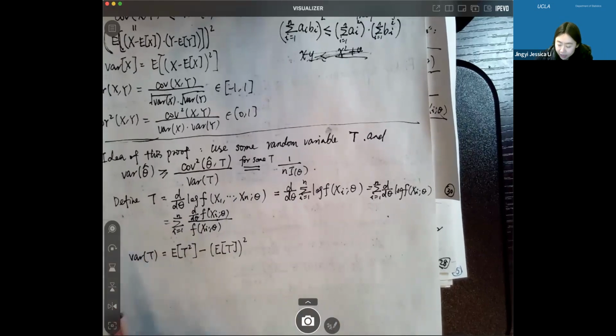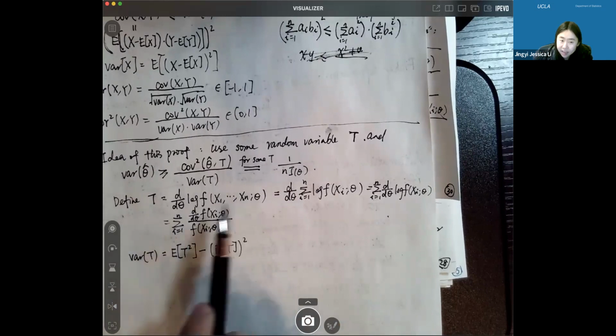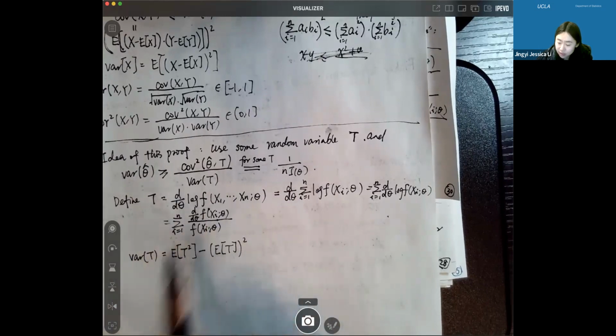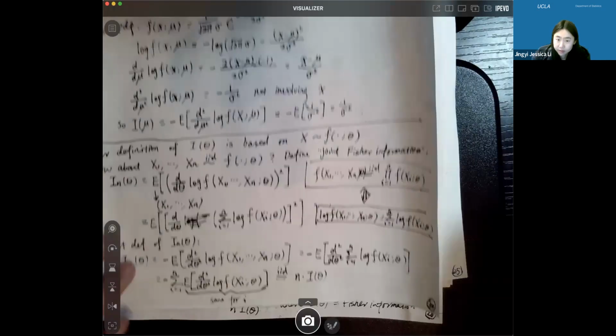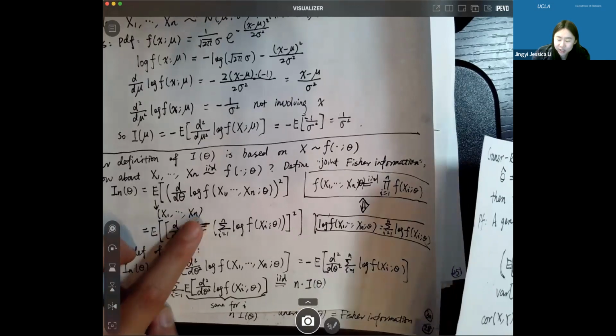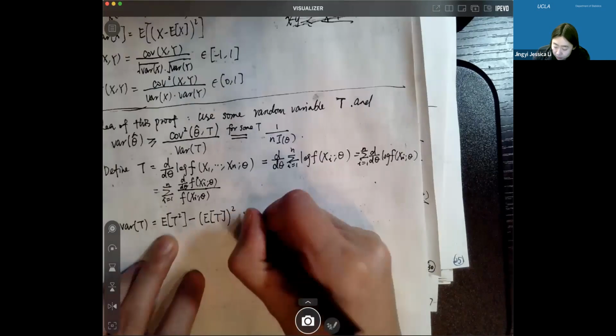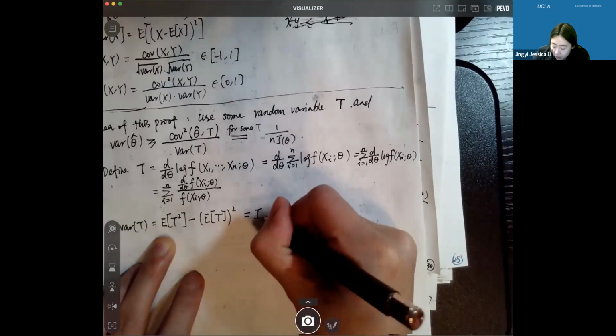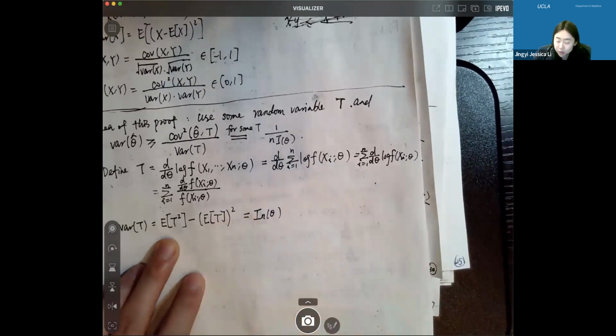And the expectation of its square, recall that that is our definition of the joint Fisher information, right? Because this is the derivative of the log joint density, which is what I wrote here. This is the definition of the joint Fisher information. So therefore, the first term is just n theta, the joint Fisher information.